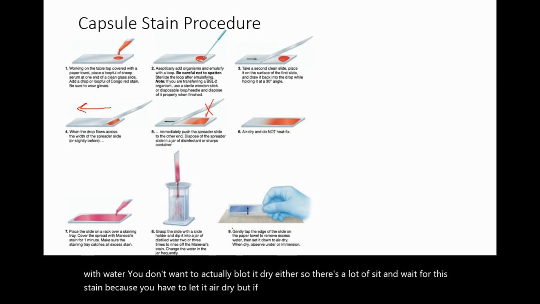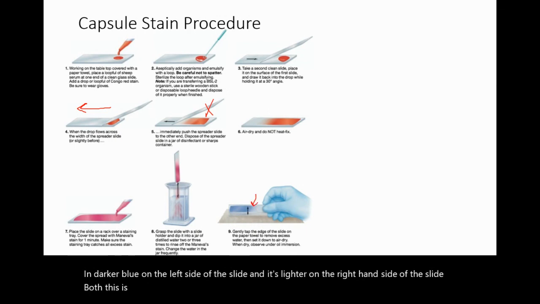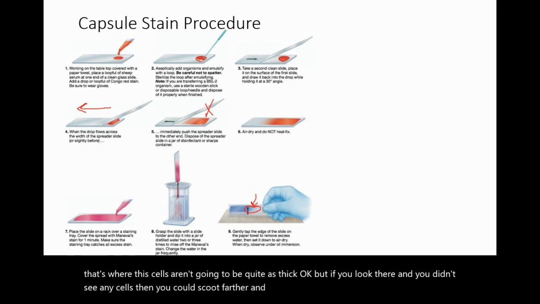If you look closely at step 9 here, you see how it's a darker blue on the left side of the slide and lighter on the right-hand side of the slide. This is the region that you're going to want to look at under the microscope because that's where the cells aren't going to be quite as thick. But if you looked there and you didn't see any cells, then you could move farther down to the left, but it tends to get really dark as you look more to the left.